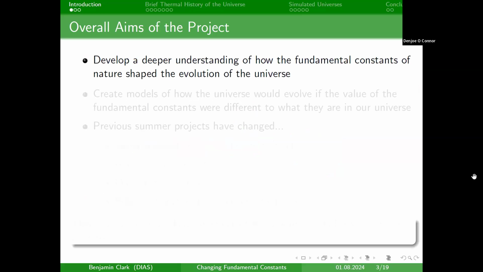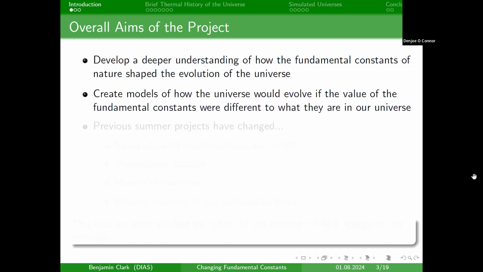So overall, what Venus and myself and past summer students of Venus were looking to do was develop a deeper understanding of how the fundamental constants of nature shape the evolution of the universe. The way we did that was we would create models of how the universe would evolve if the value of a given fundamental constant was different than what they are in the universe we have here.